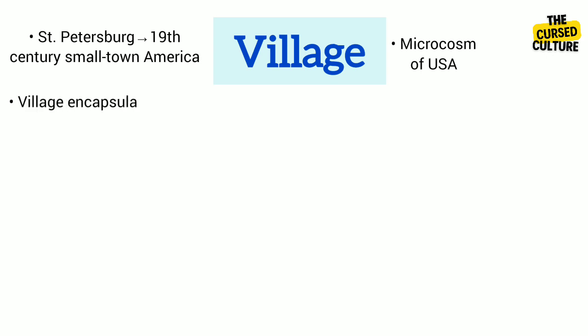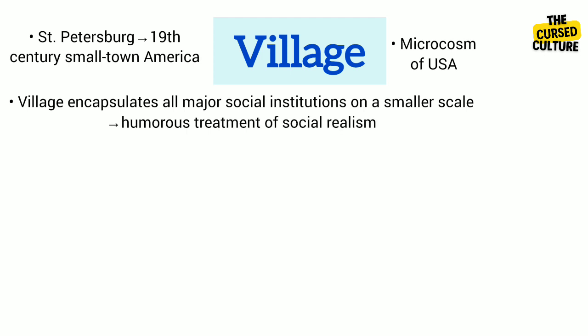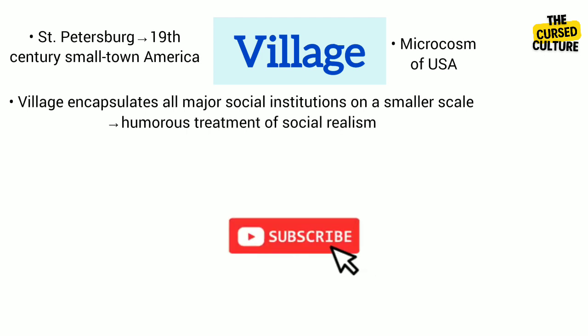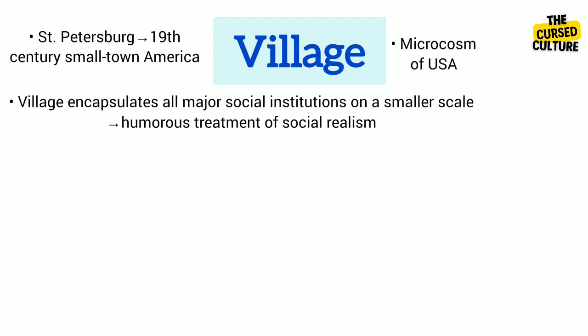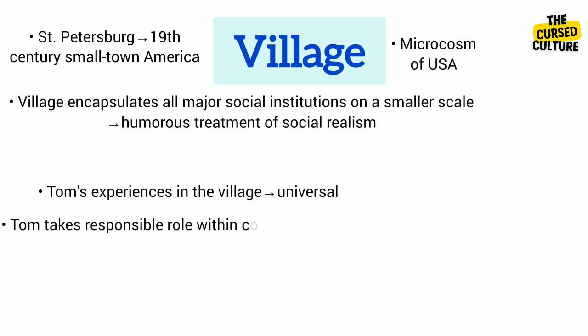The village encapsulates all major social institutions on a smaller scale, all of which are subject to Mark Twain's humorous treatment of social realism. The ordeals and pleasures that Tom experiences in the village share a fundamental structure with those that anyone might encounter anywhere. Throughout the novel, Tom undergoes a maturation process, realizing that he must assume a responsible role within this community rather than resist its established customs.